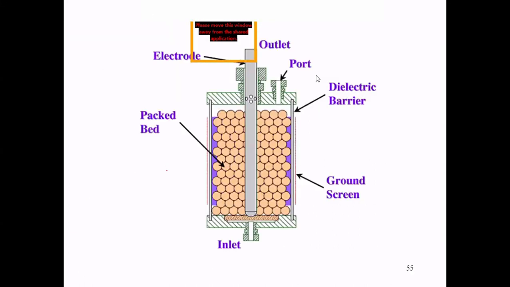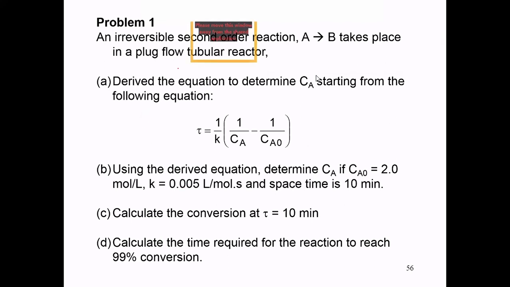And here is a cross-section diagram of the fixed bed reactor. The difference is that you have this bed. Okay, here is another example.